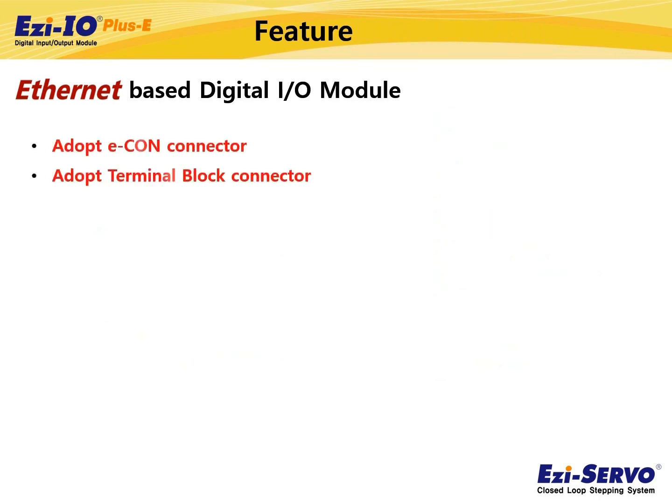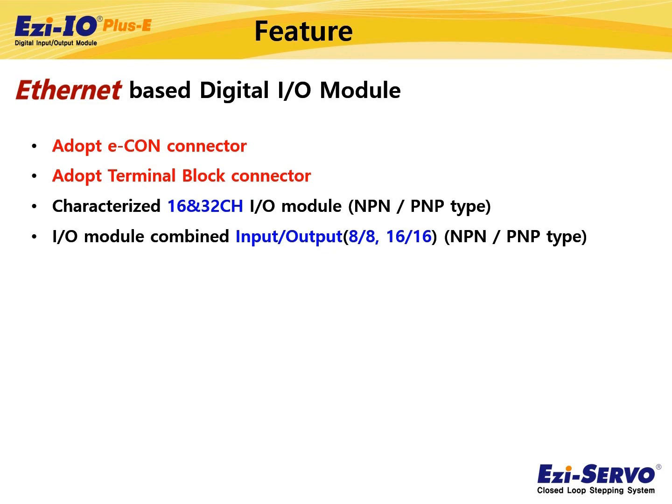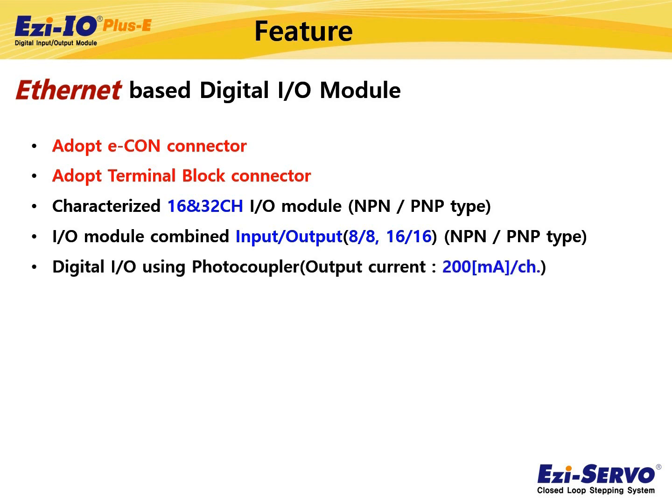EZ-IO Plus E is an Ethernet-based digital I/O module. As mentioned before, there are Econ and terminal block connector types, and there are two options, 16 channel and 32 channel. It is possible to select input, output alone or mixed type. For each option, NPN type and PNP type can be selected. With digital I/O using a photocoupler, the output current per channel is 200 mA.